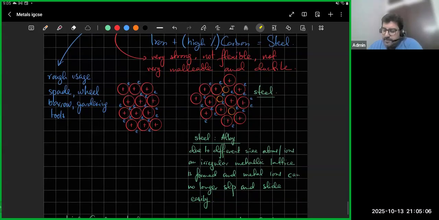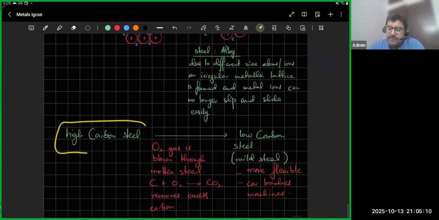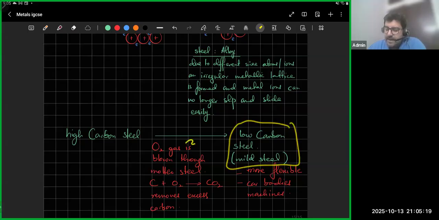And alloys were strong. So what you had was high carbon steel, which was very strong, but not very flexible. That high carbon steel was turned into low carbon steel, which is mild steel. How do you do that? You blow oxygen through the molten iron that you obtain, and the carbon in it reacts with the oxygen and forms carbon dioxide. So that reduces the amount of carbon in there.